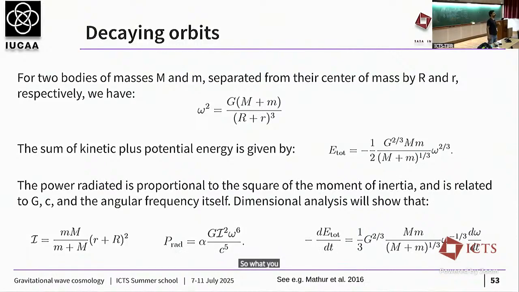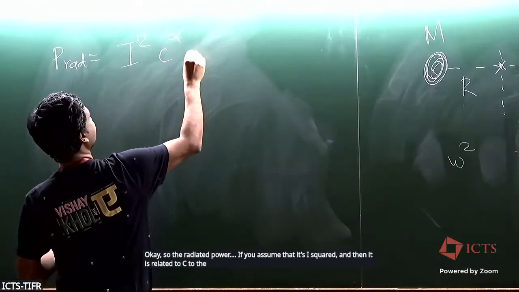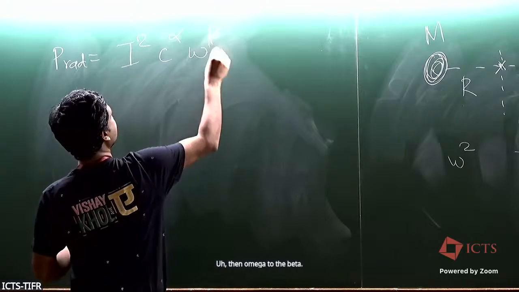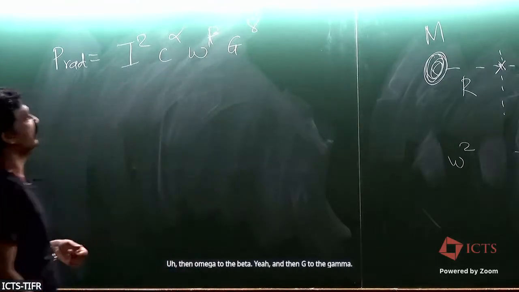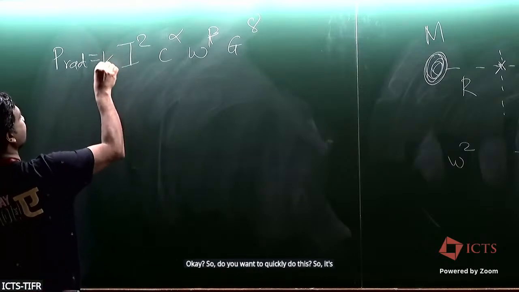So what you can do is carry out a simple dimensional analysis. Let's do that quickly here. If you look at the radiated power, let me erase this out. Okay, so the radiated power, if you assume that it's I square, and then it is related to c to the alpha, then omega to the beta, and then G to the gamma. Then you can try to figure out what these alpha, beta, gammas are. So it's some constant K times this.